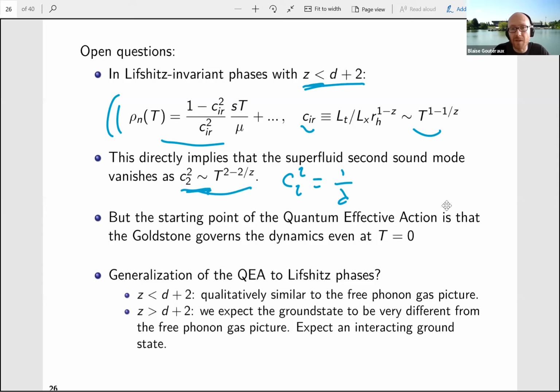I think there are going to be interesting things to understand by considering how you generalize this relativistic quantum effective action to z greater than 1. Still, for z less than d plus 2, there must be qualitative similarities to the free phonon gas picture because the formula for rho n is the same. However, for z greater than d plus 2, there are going to be differences. In particular, I think it must be that somehow this is some kind of interacting ground state. This free phonon gas picture breaks down.